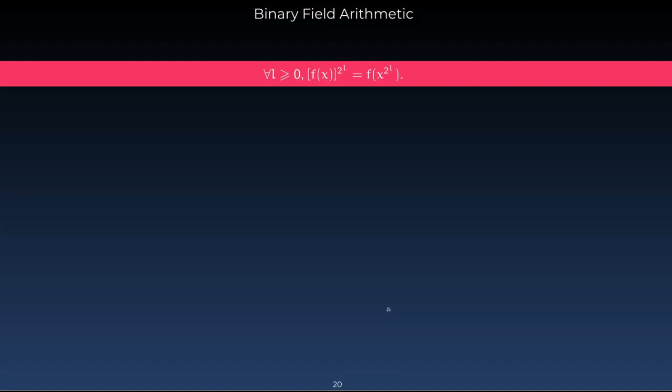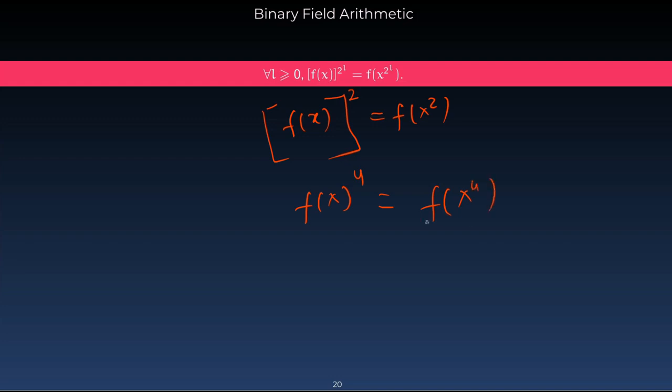Next, we have a very important theorem: for l greater than or equal to 0, if we have f(x), which is a polynomial over the binary field, then f(x) to the power 2^l is actually equal to f(x^(2^l)). So f(x) squared is equal to f(x square). Similarly, f(x) to the power 4 is equal to f(x to the power 4), and f(x) to the power 8 is equal to f(x to the power 8). Okay, and if we use this, it becomes very easy to do the manipulation over the binary field.